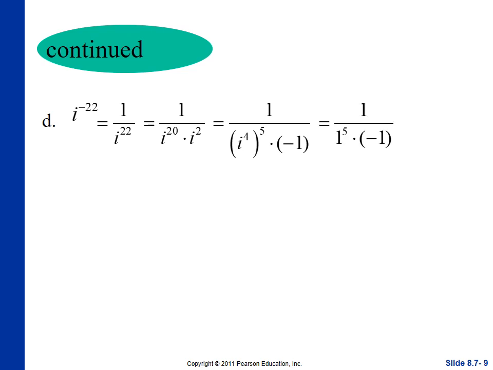i to the negative 22nd power. So this is equal to 1 over i to the 22nd, which is equal to 1 over i to the 20th times i squared. Well, i to the 20th, as we talked about, is 1 to the 5th, or just 1, right? We know it's going to be 1. i squared is going to be negative 1, so 1 over negative 1 equals negative 1.